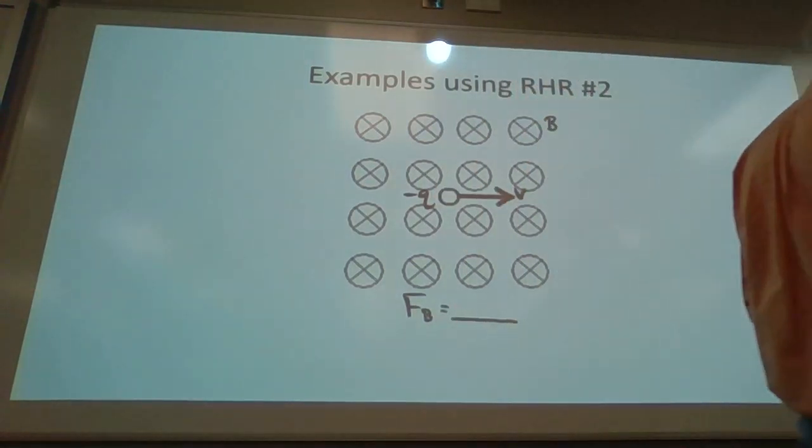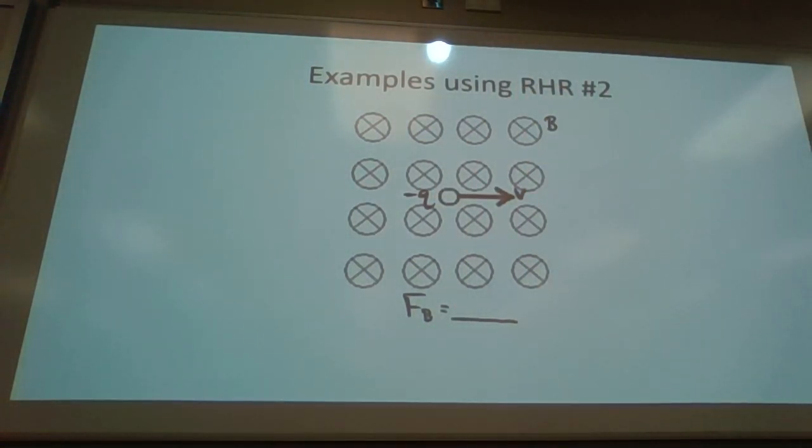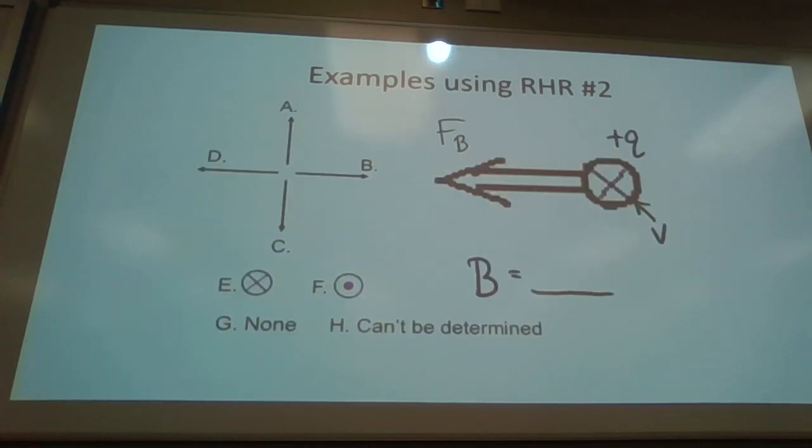Okay. Now, I can give you 2 out of the 3 things. So far, I've just been giving you magnetic field and velocity, and you find the force. There are always 3: force, field, and velocity. I can give you any 2 of those combinations, and you have to find the third. So in this example, I gave you the force and the velocity. I want you to find the direction of the field.